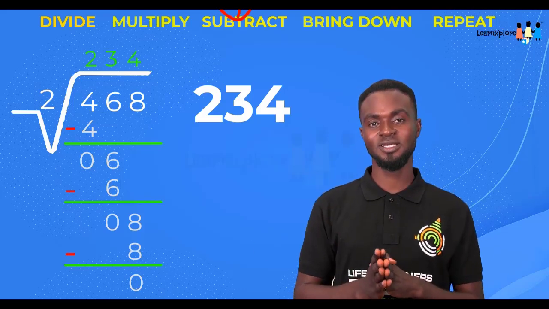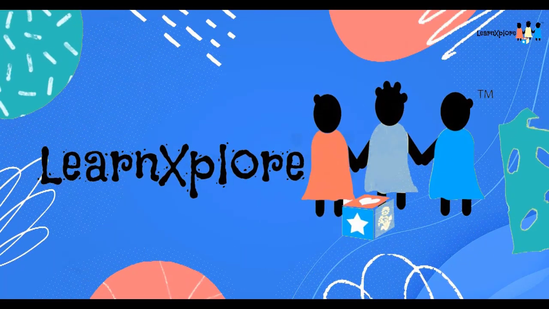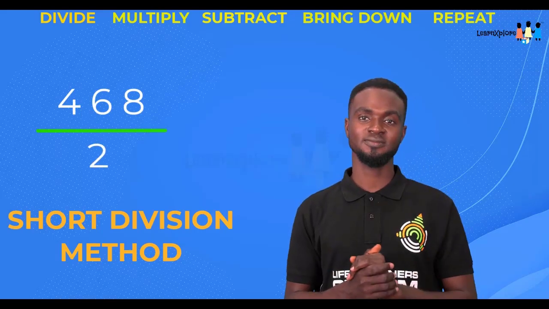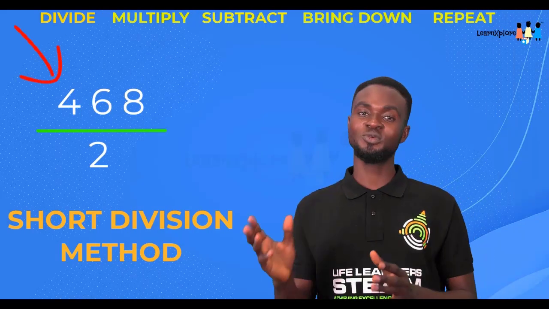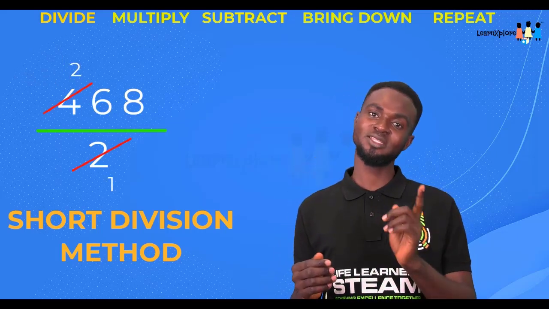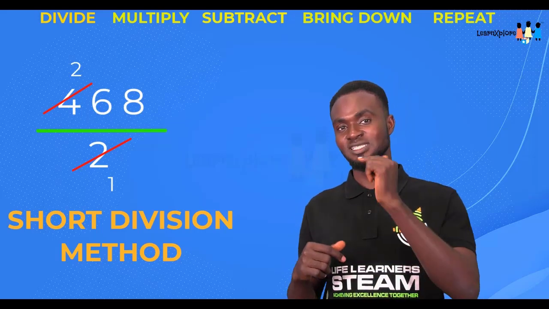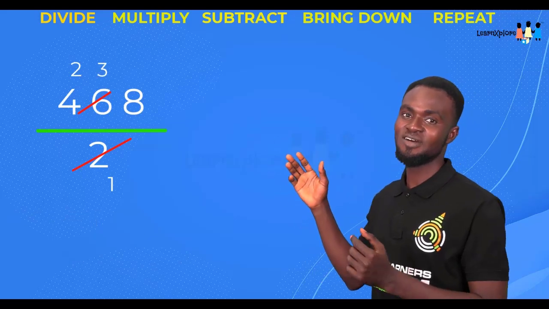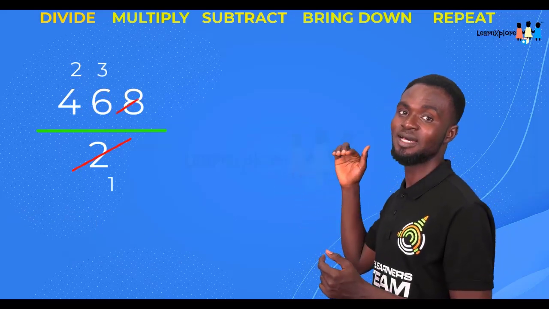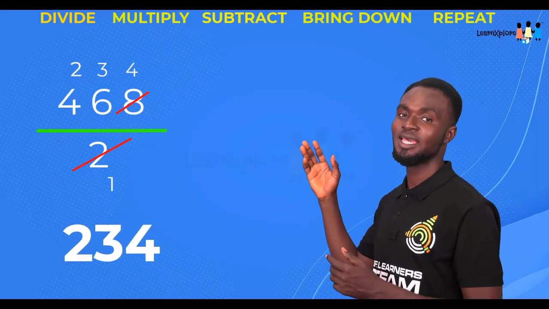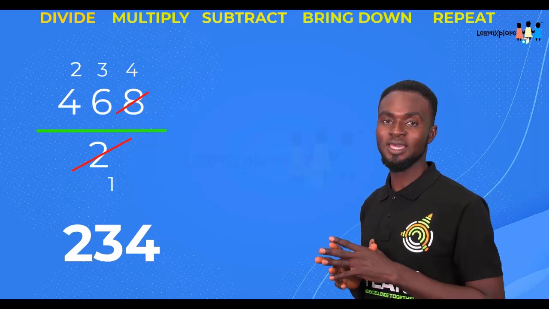Let's do the short division method. So we have 468 divided by 2. So we start from the left to the right. 4 divided by 2, that is 2, and you write 2. Then you now have 6 divided by 2 is how many? 3. And finally, 8 divided by 2 will give us 4. So the answer is 2, 3, 4. One more example.